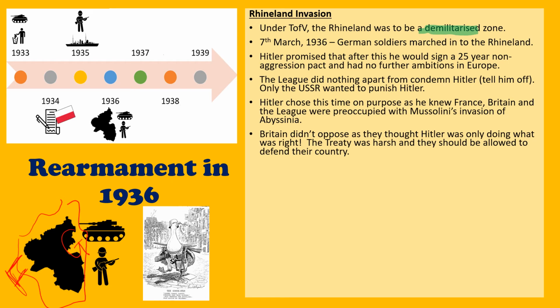Also, as we have seen throughout the 1930s thus far, Britain, even in 1936, didn't think that what Hitler was doing was a problem. They thought it was only right that there should be a military in the Rhineland. One famous quote from the time, from a leading politician whose name totally escapes me right now, is that Germany was only marching into their own backyard.